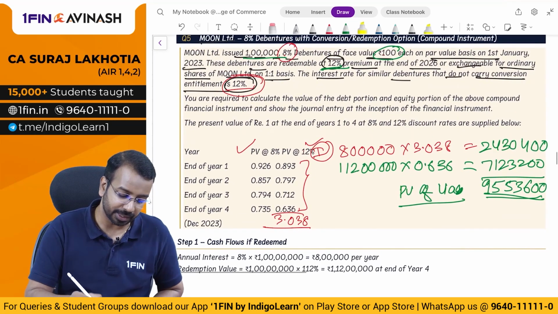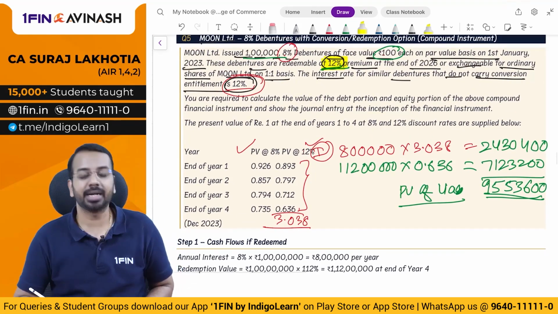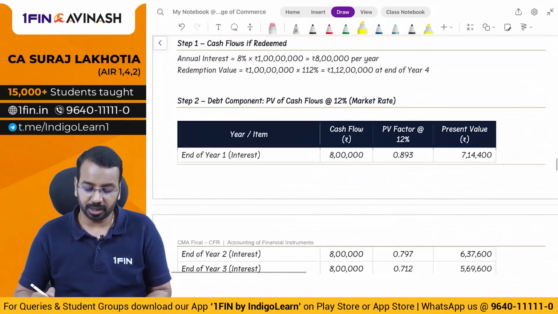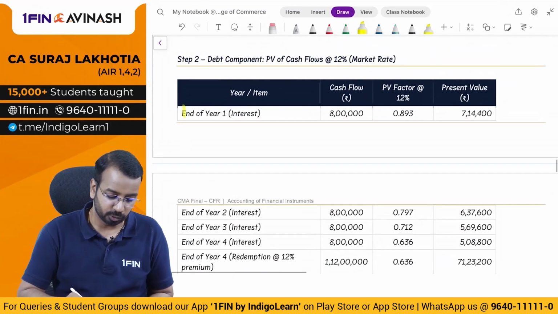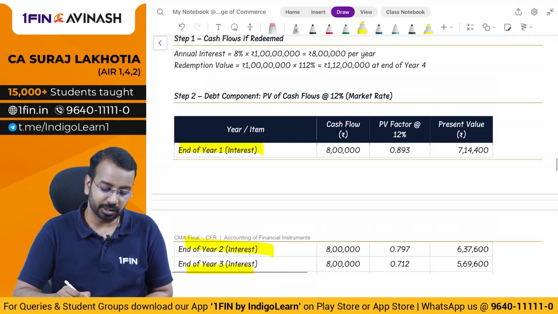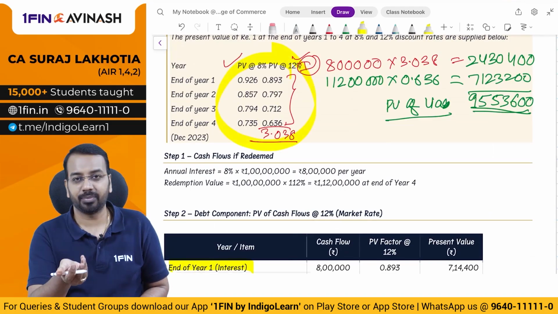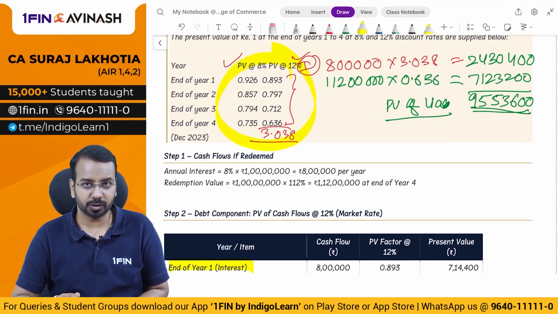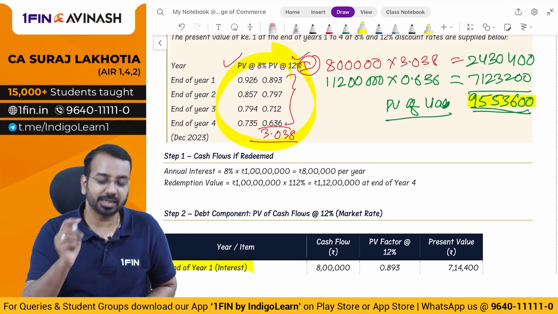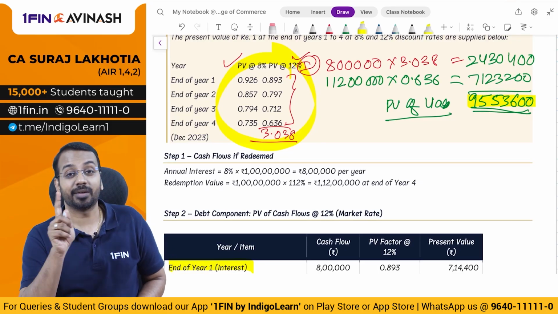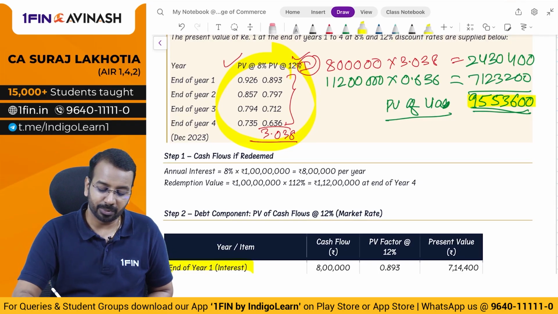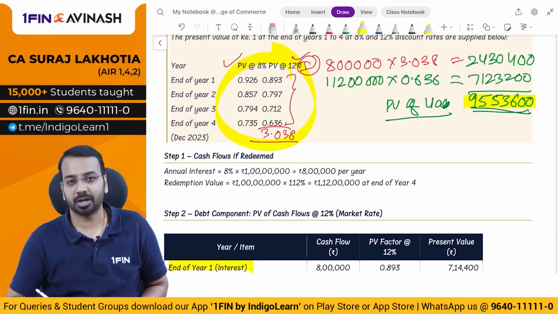Only thing you have to keep in mind here is there is a premium of 12% at the time of redemption. Okay, here how much did they get? 95,53,600. So what I am trying to tell here is whether you do one by one or whether you total it up and do, it is the same thing. To save time, you can do it this way also. Now what does this 95,53,600 represent, students? This represents my present value of liability. My table I will prepare based on 95,53,600 only.